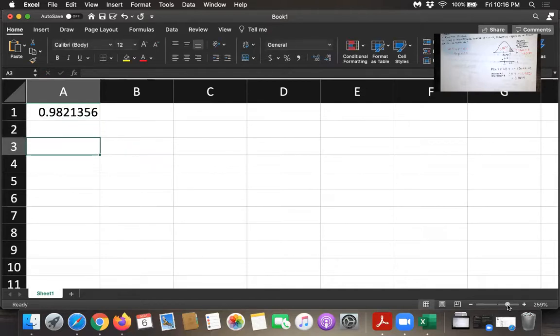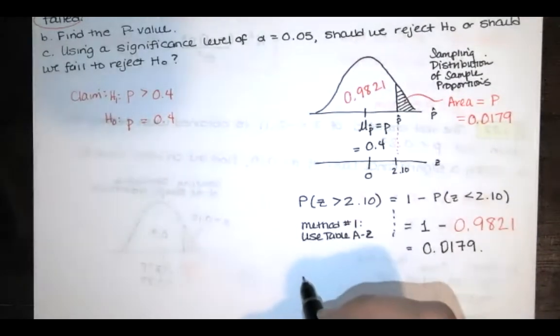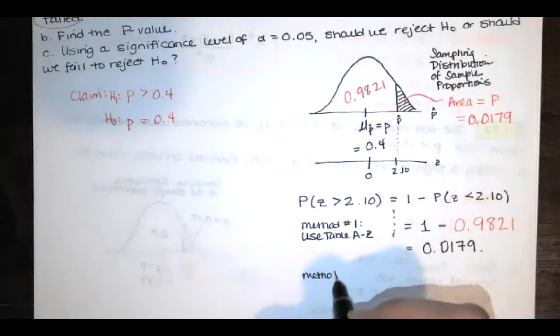0.9821, which is what we had in our table approximately. And then the area to the right is 1 minus that. And so we get the same answer. And if I round to 4 decimal places, there we go. And I get 0.0179, which is the same value that I got using my table. So we can do this, or we can use this function.